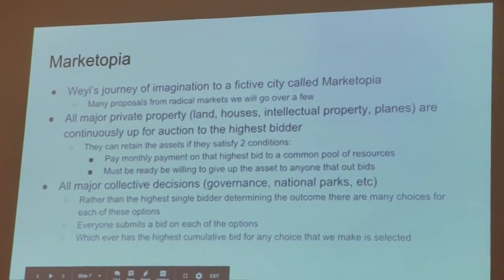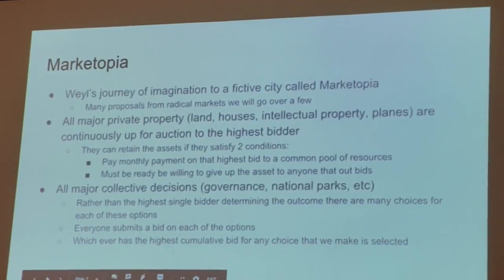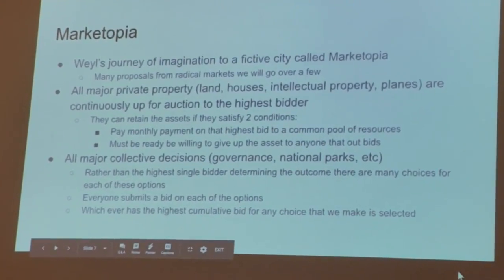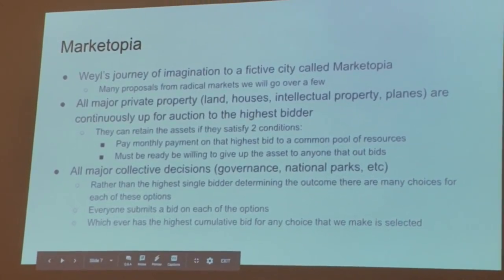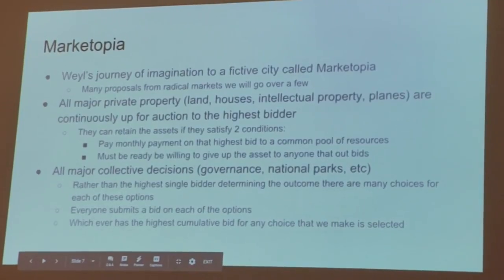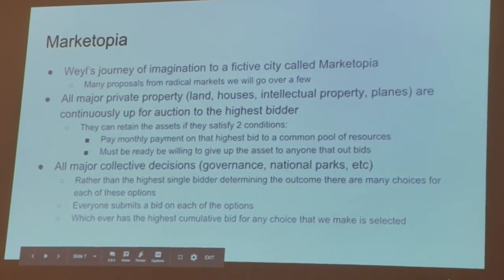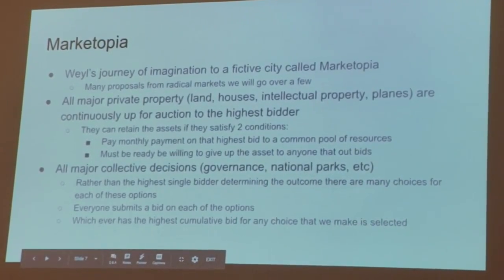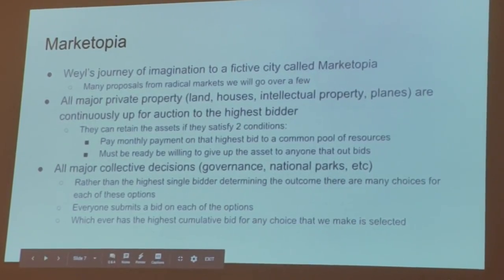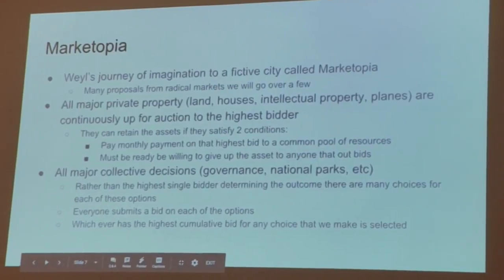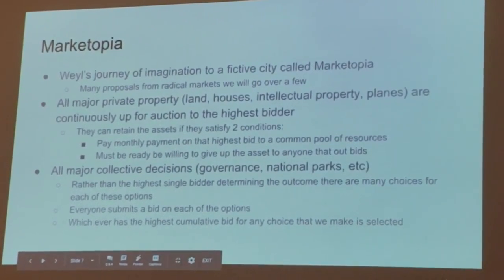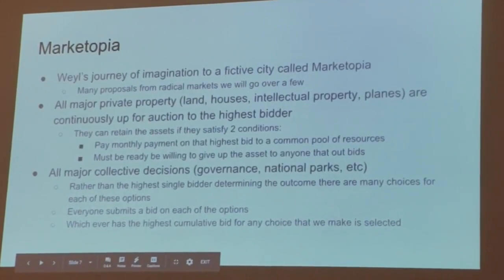The second caveat is that all major collective decisions, including governance, where you put national parks, what the tax rate should be, rather than being decided by the highest single bidder, there are many choices and options that you have to make. Everyone submits a bid on each of these options, and whichever option for any particular choice has the highest cumulative bid is selected. And this is where quadratic voting falls out of.